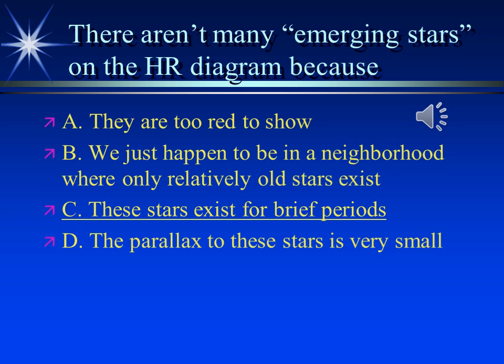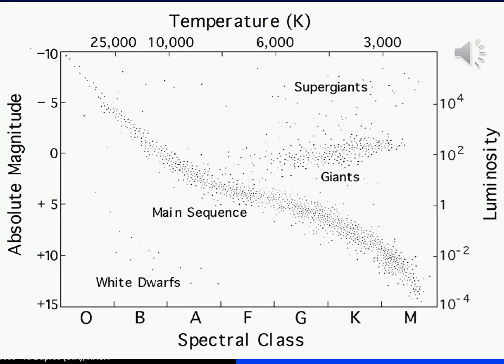periods here mean that the Hayashi belt and Hayashi track stars only exist for hundreds of thousands of years rather than billions of years. Sometimes millions, but still not billions of years. Of course, the correct answer is C. Back to the main sequence.